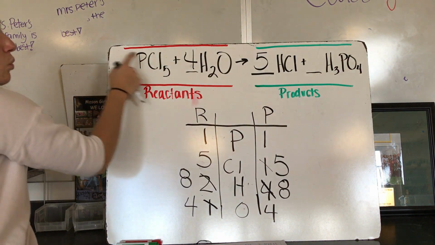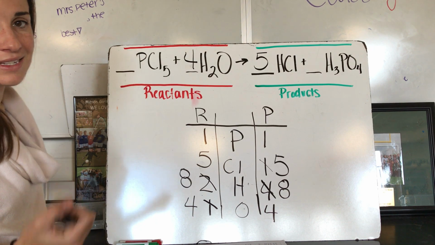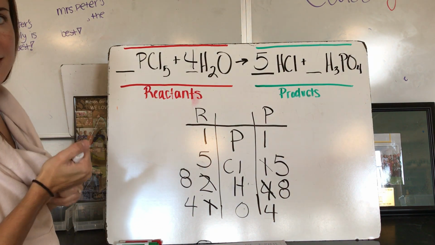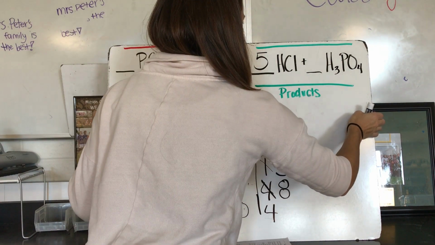If I wanted to put 1s here as placeholders, I could, but you would never see that necessarily in chemistry, because just like 1x, you typically don't see that as well in algebra. All right, so that's the first example. Let's go to the next example.